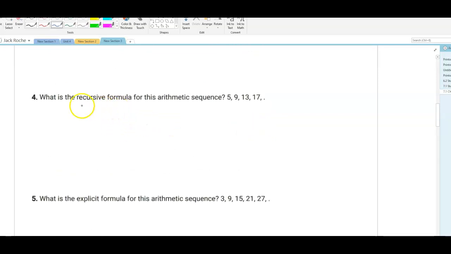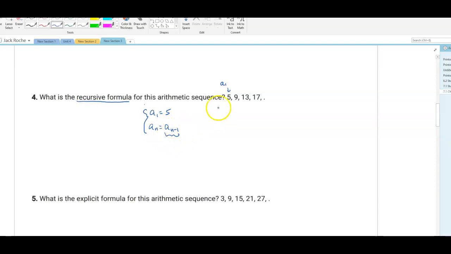Now, for the recursive formula, and please pay attention to this, the first thing we have to do is identify the first term. A sub 1 is equal to what? What is the first term in my sequence? That is a sub 1. So, when I look at this now, we say every term after that, a sub n, is the previous term, and this will always be a sub n minus 1. Always. That represents the previous term.